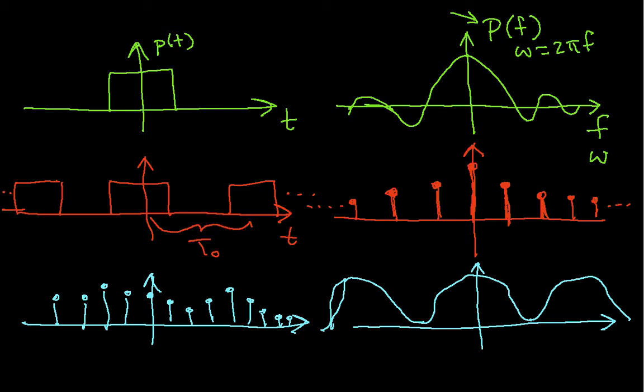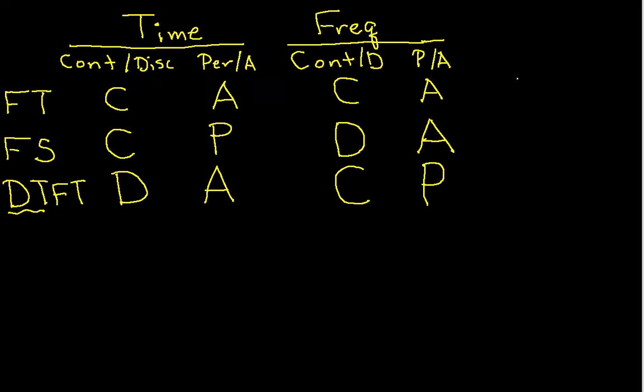Okay, well, there's one last combination, and this is what gives us the discrete Fourier transform. If my time signal is discrete and periodic, then my frequency representation of this signal is also discrete and periodic. And this is why it's called the discrete Fourier transform, as both the time and the frequency domain versions of the signal are discrete.